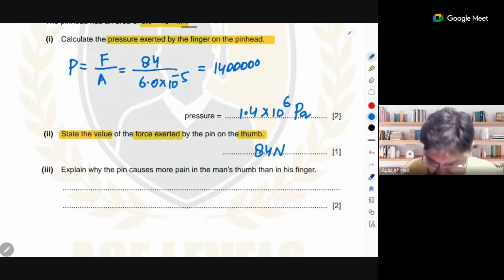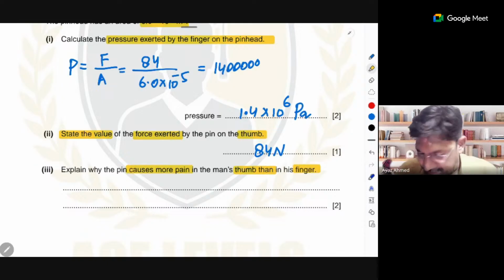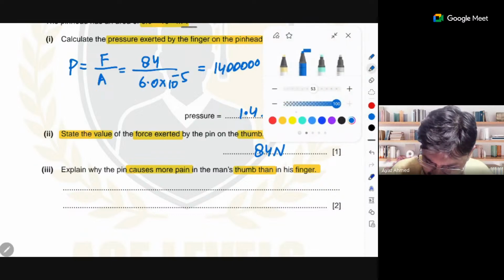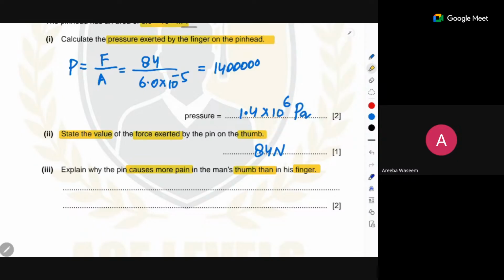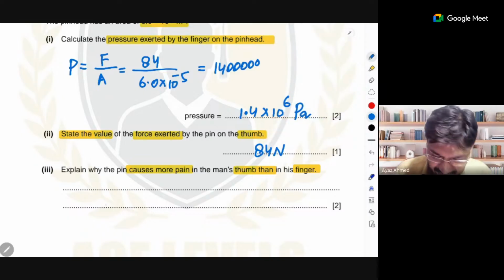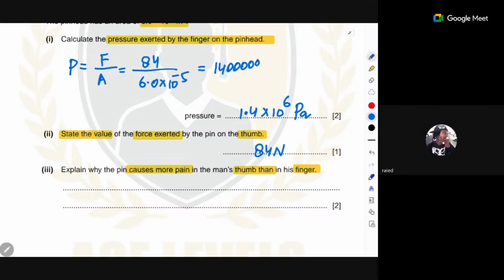Explain why the pin causes more pain on the man's thumb than that of the finger. Yes, what is the reason? Because the pin has small area, so it will exert large pressure. Very good. Are you people agreed with Ariba's answer? Everyone? Yes. Yes, sir. Very good.